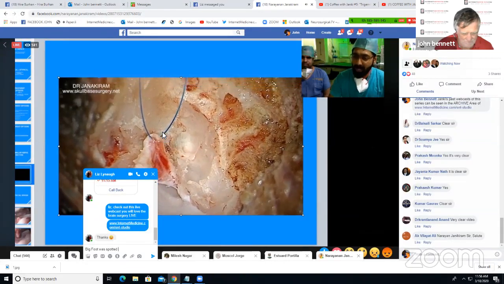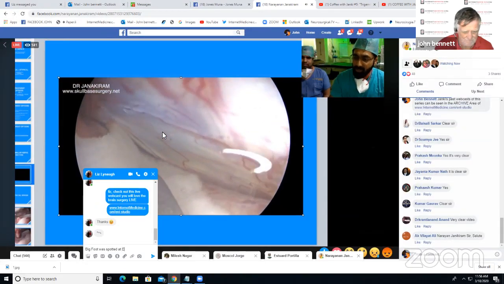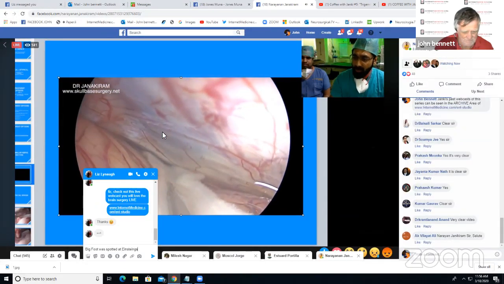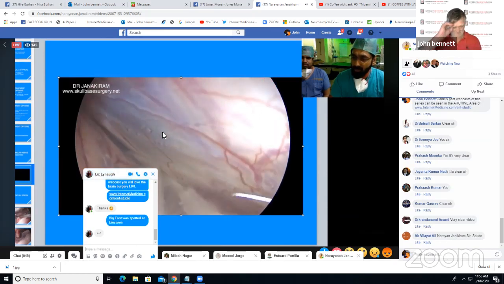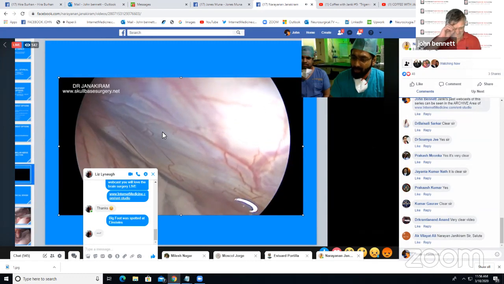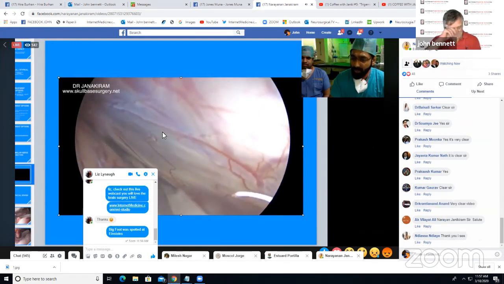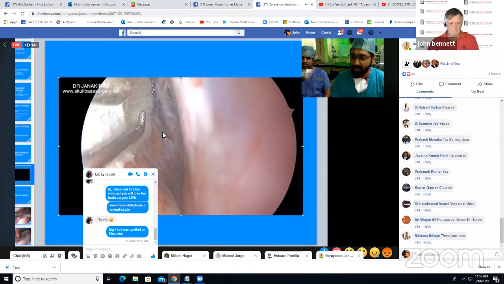So the first step, you see that, now I'm using my endoscope. I'm going with my endoscope and I'm going inside. That is actually the Peters bone. I'm going towards the Peters bone. See how my endoscope, actually Dr. Shilpi is holding the endoscope. I'm using the instruments. Now you see that, that's the arachnoid.